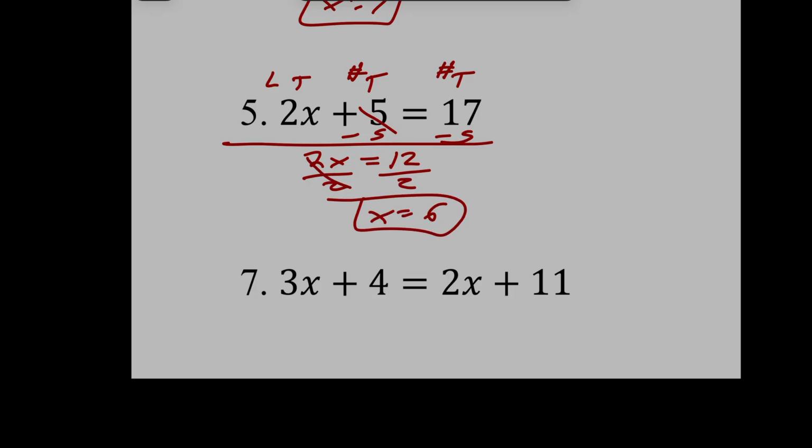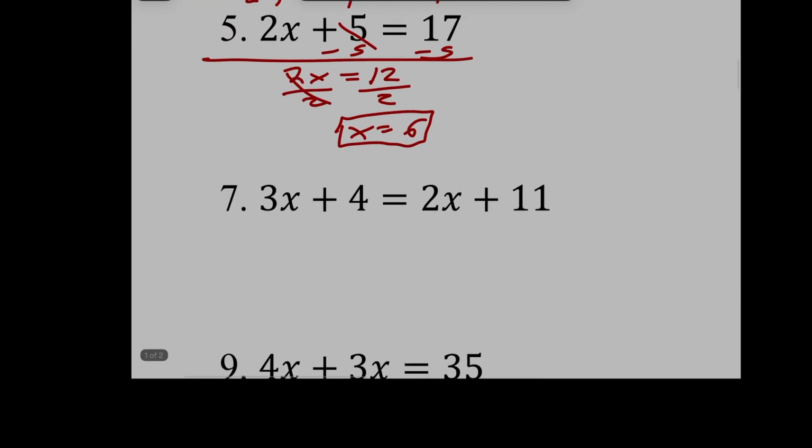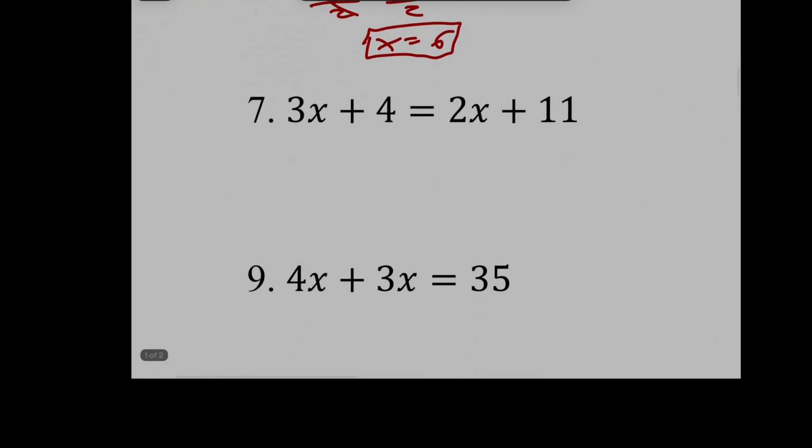Okay, let's look at 7. First thing you want to do is collect like terms if you can. All right, well, letter, number, letter, number. There are no like terms. Oops, sorry, this one I have a variable on both sides. Now, I told you before, I like to move the variable when this happens. You can really move any of them.